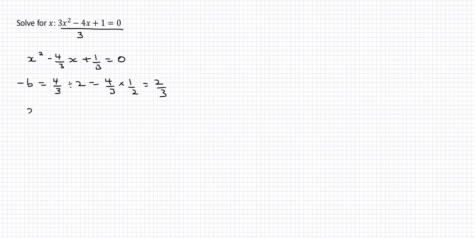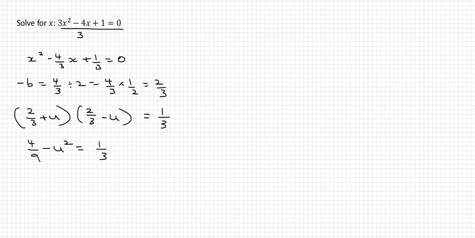So now we have 2 over 3 plus u, and then 2 over 3 minus u. And these are going to multiply out to be equal to 1 over 3. So now we have 4 over 9 minus u squared equal to 1 over 3. So we subtract 4 over 9 from both sides. So let's go ahead.